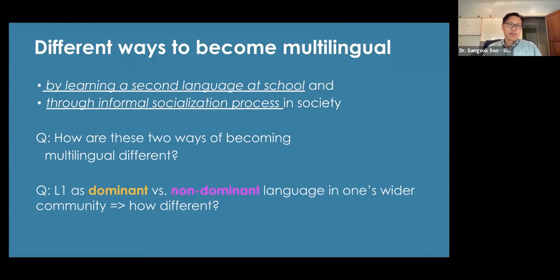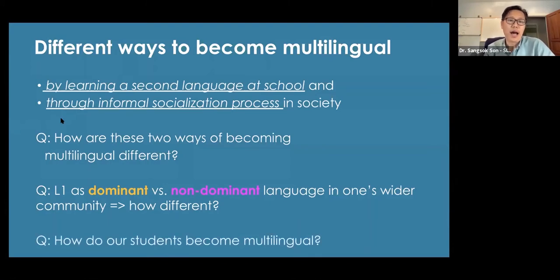So it is very important to think about whether people's home language, the L1, is the dominant language in their wider community, society and country, or a non-dominant language in their society. There is a big difference between whether their home language is dominant or non-dominant. How do you think these are different? Just think about it. And how do our students become multilingual? And what's their home language? Think of whether their home language is a dominant language in the society or a non-dominant language in the Philippines.